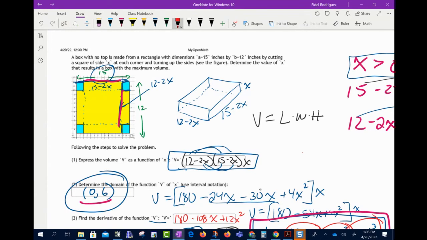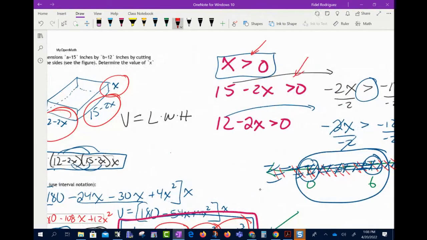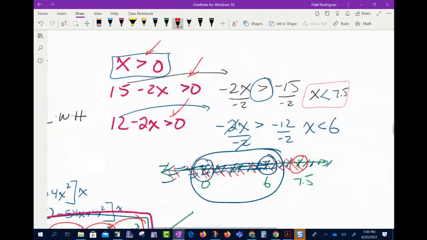And what I know is that since we have a box here, all of those sides have to be positive numbers. And that's why we set each one of them greater than 0, because they all have to be positive. And I know it is messy, but when you do it this way and you draw your number line, the nice thing about doing this on the number line is all you're looking for is where do we have all the overlap? The overlap is going to be my domain, right?